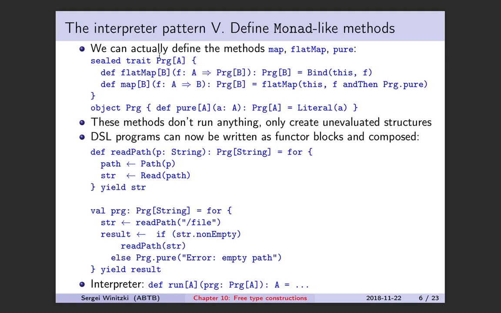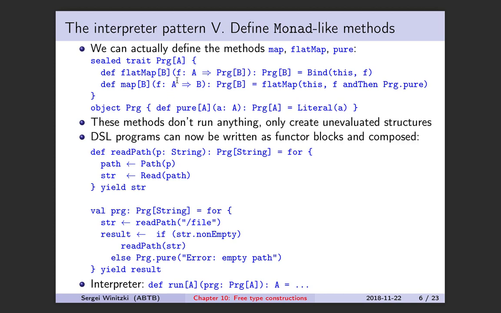So let's actually define these methods, flat map, map, and pure. And it's very easy to do that. Flat map will just create a data structure with the case class bind. Map will be defined automatically via flat map and pure, because we know that in a monad you can define map through flat map and pure. And pure is defined as just a literal case class.